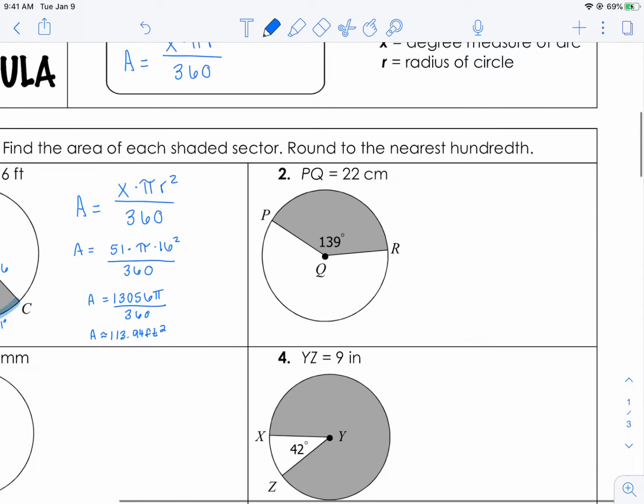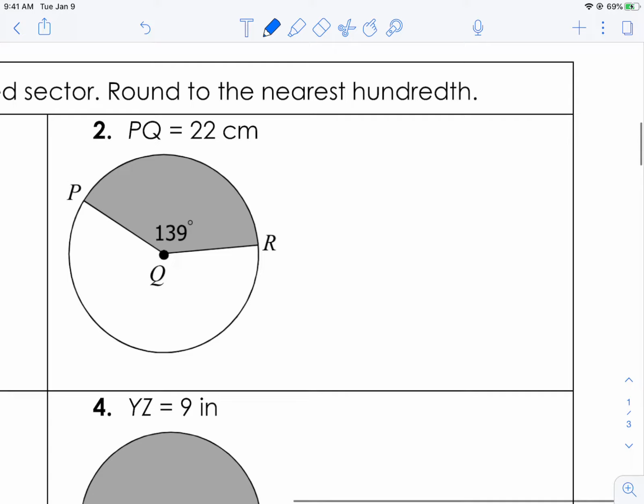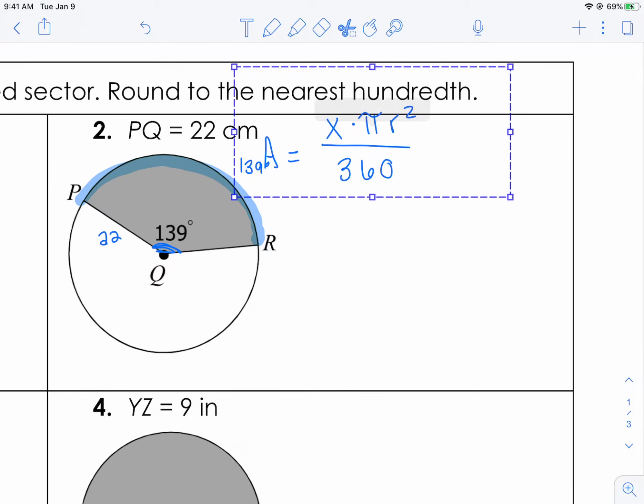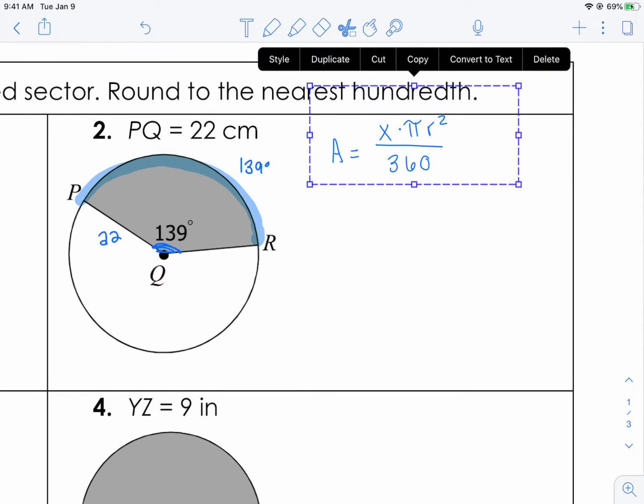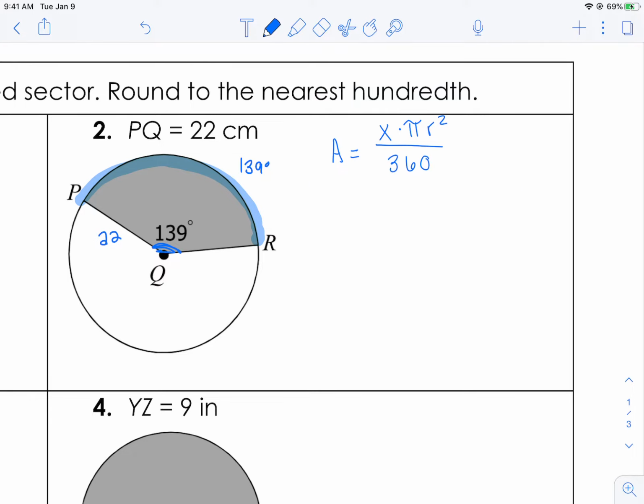All right, so number two. So PQ is 22. So this time they give me this central arc, and it's 139. So that means its intercepted arc is also 139 degrees. Okay, so here's my formula again. Okay, so I get 139 times pi times 22 squared all over 360.